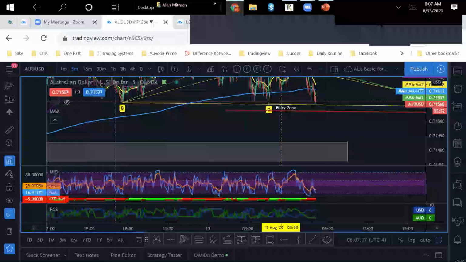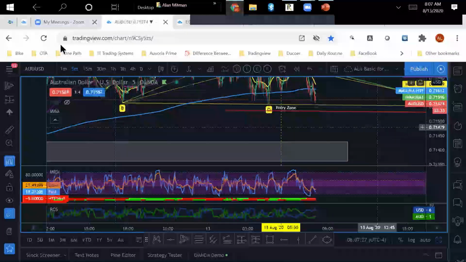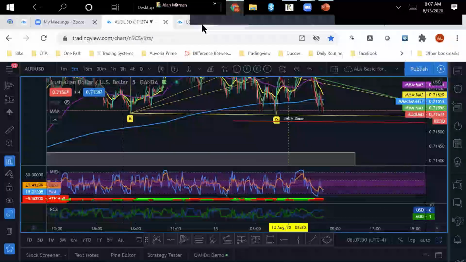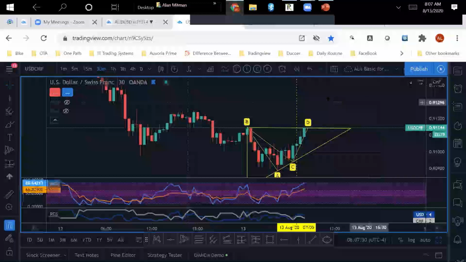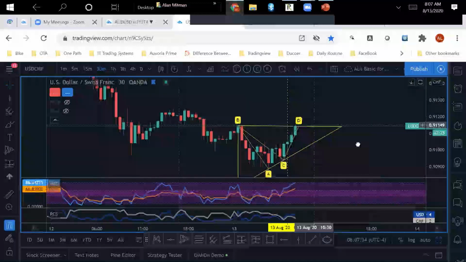Actually, Al, I drew the alert for the US Swiss, and it looks like it wants to break out from the top. It's an ascending wedge, and it seems to be breaking out the top of it. So I don't know if you got the US Swiss. Okay, let me take a look at it. Yep, I see that. Yeah, right now we have the US Swiss.